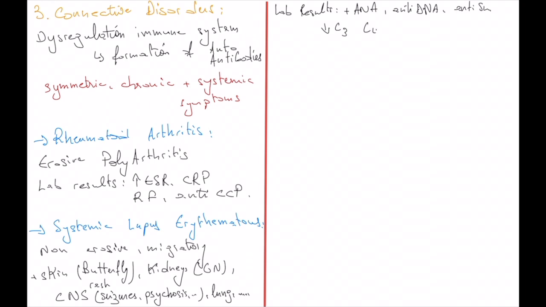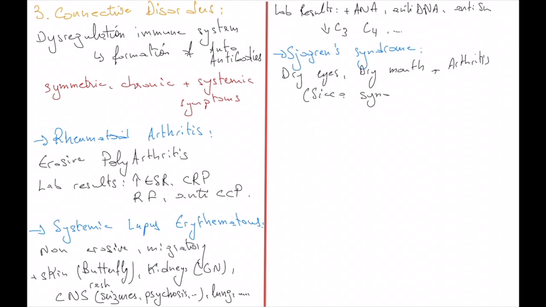C3 and C4. There is also Sjogren's syndrome, typical of dry eyes, dry mouth, often with arthritis. In labs, we have positive ANA with positive anti-SSA and sometimes anti-SSB. On the contrary of lupus, where we have anti-DNA and anti-Sm. You need to know that sometimes you find anti-SSA also positive in lupus.